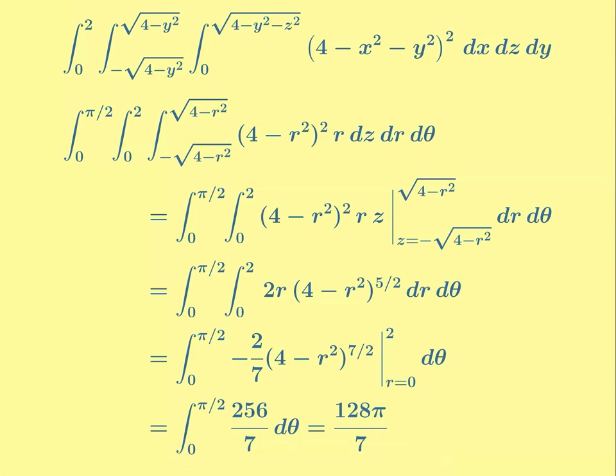I want to integrate this now with respect to theta. I'm just going to get 256 over 7 times theta, evaluate from 0 to pi halves. That's just going to give you 256 over 7 times pi halves. And so you get 128 pi over 7. So that's the answer to that question.